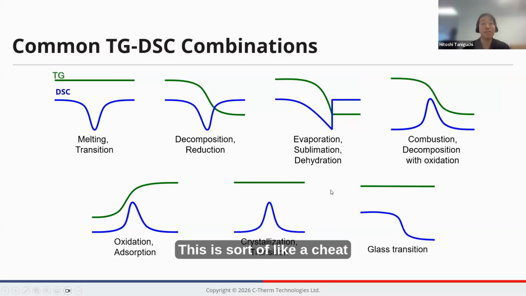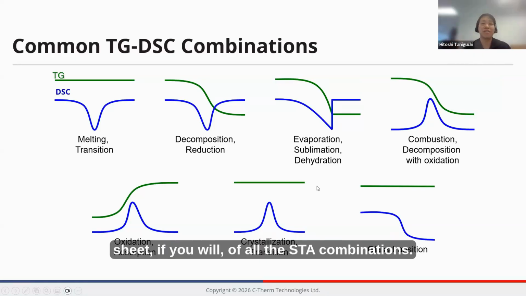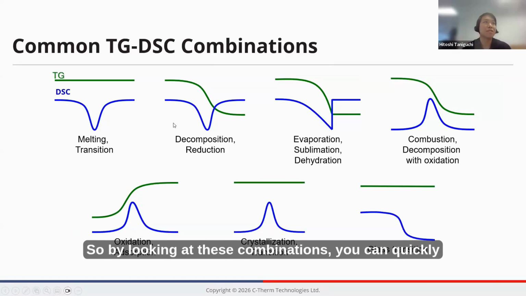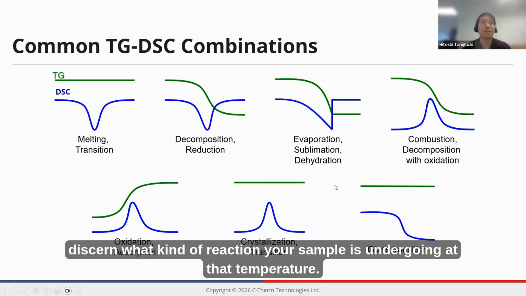This is sort of like a cheat sheet, if you will, of all the STA combinations. So by looking at these combinations, you can quickly discern what kind of reaction your sample is undergoing at that temperature.